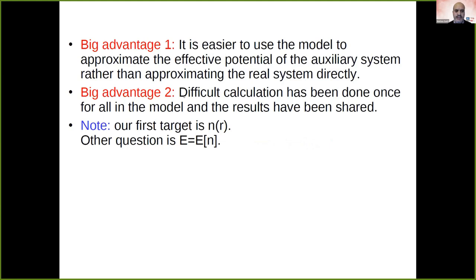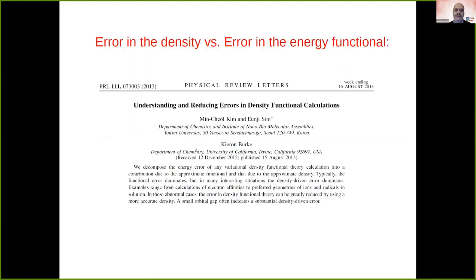Now, an important remark is that, of course, in exact DFT we get the exact ground state density and the exact ground state total energy. But in approximate DFT, this is not true. We get an approximate density, which is the input of the functional, and we also approximate the form of the functional, so at the end we get an approximate total energy. In principle, we make two different kinds of errors: an error on the density, the input of the functional, and an error in the form of the functional. These two kinds of errors have been analyzed in detail by Kieron Burke and collaborators in a series of papers. So we can distinguish errors in the densities and errors in the energy functional. If you're interested, you can have a look at this reference and a series of other references.